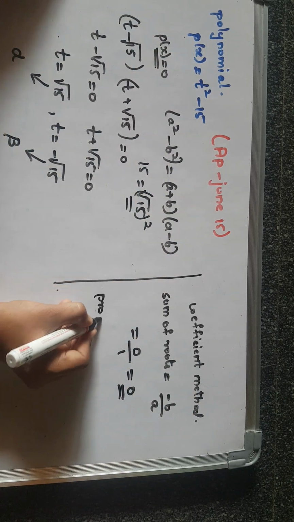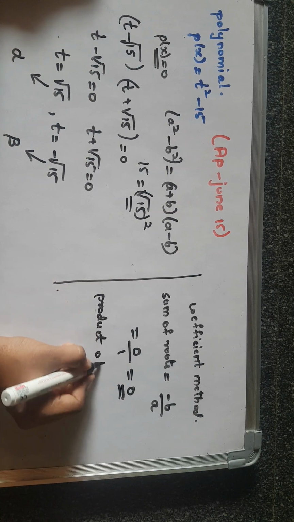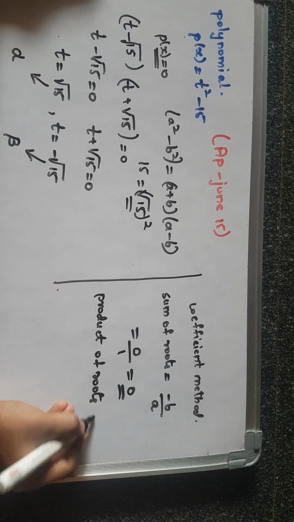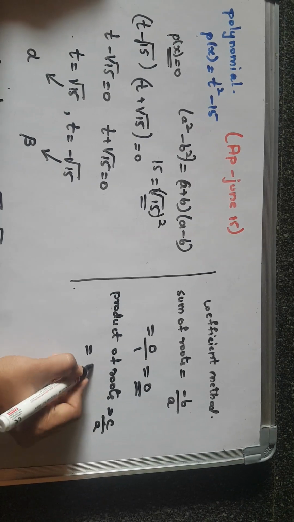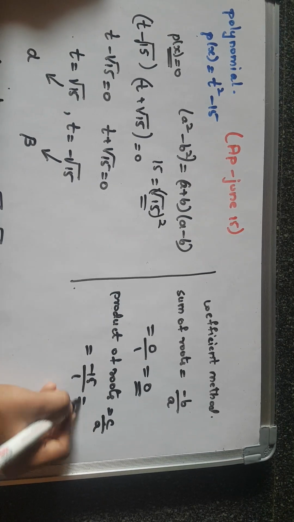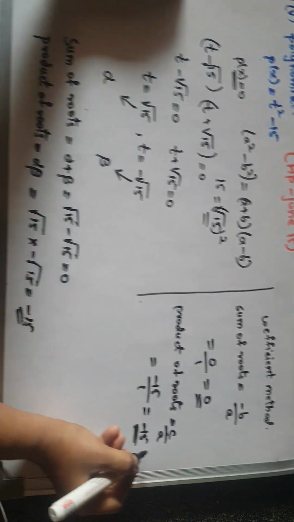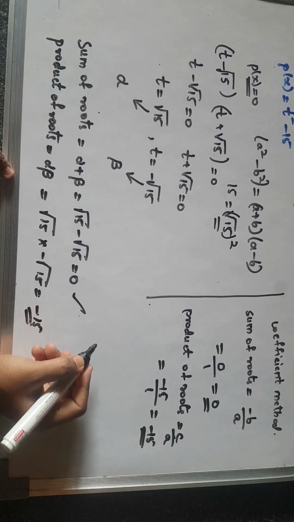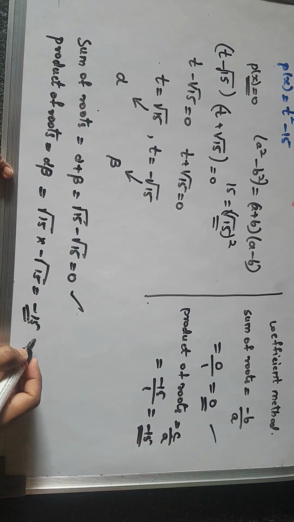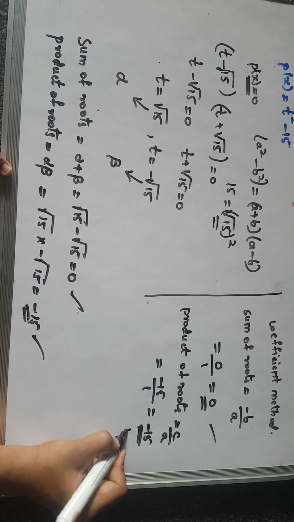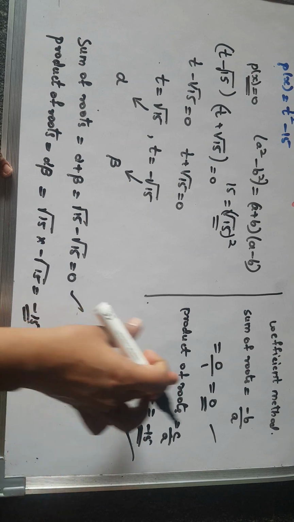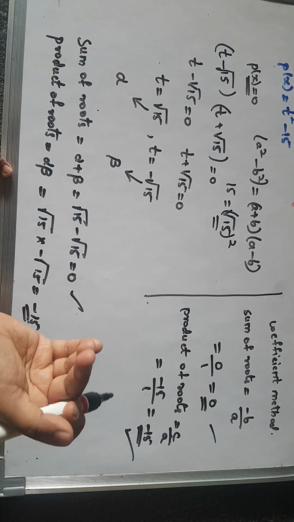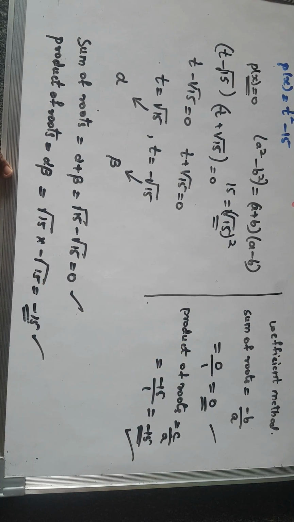And product of roots is c by a. C is the constant term, a is 1. So minus 15 by 1 equals minus 15. When you equate, this value is 0, here also 0; this value is minus 15, here also minus 15. These both are equal. So by these two methods you can find the sum of the roots and the product of the roots.